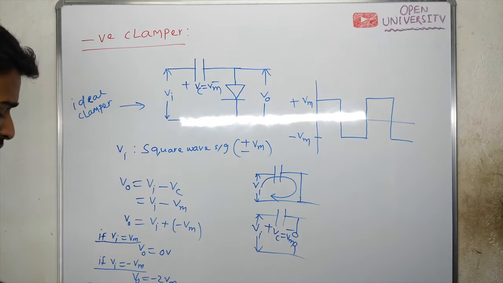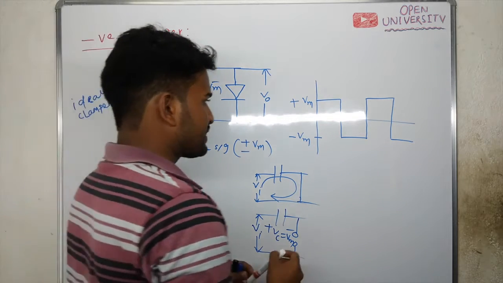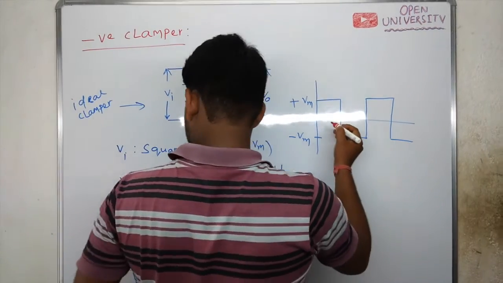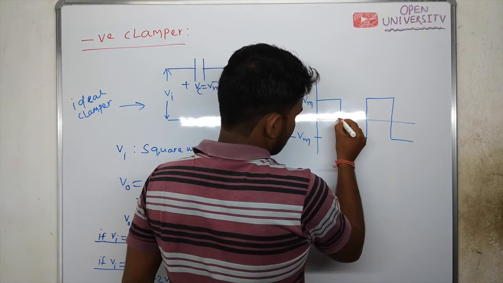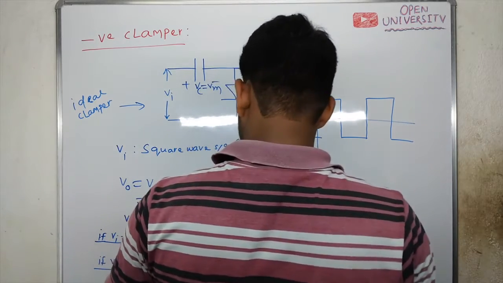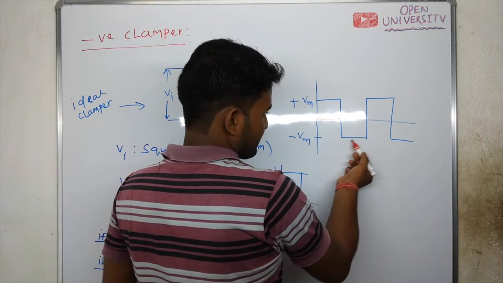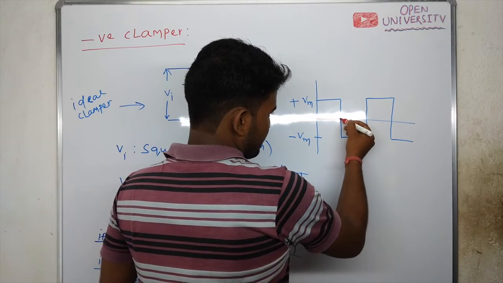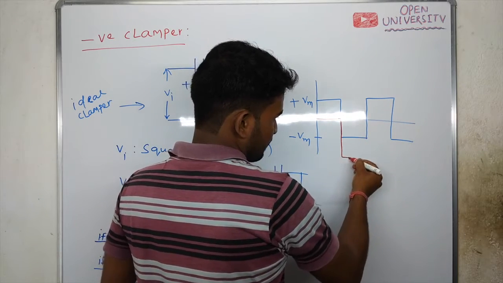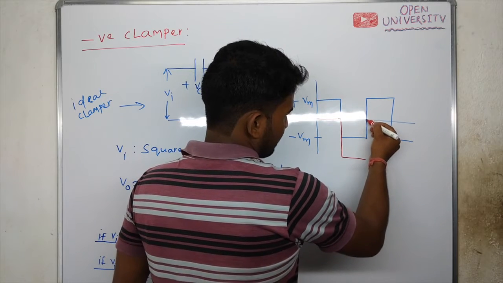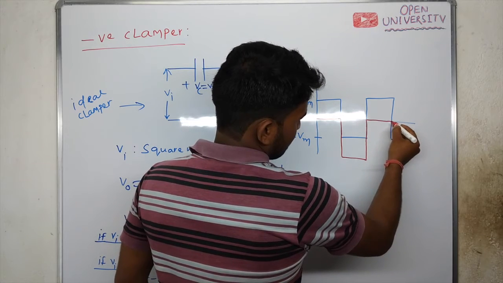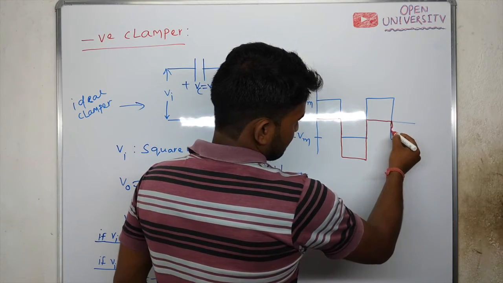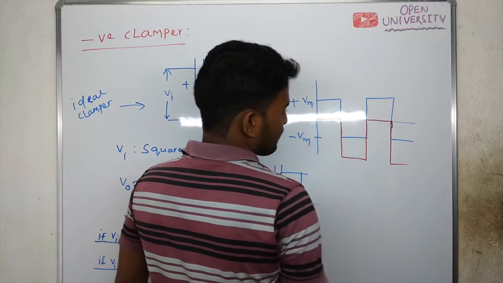Now plot the output waveform. When Vi is Vm, the output voltage is 0 volt. And when Vi is minus Vm, in this interval the output voltage is equal to minus 2Vm. It will be like this.